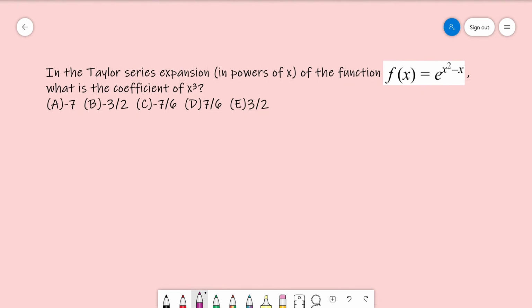So in this question we're given this function, e to the x squared minus x, and we're asked to find the coefficient of x cubed in the Taylor series expansion of this function.